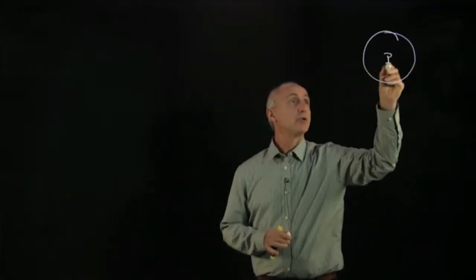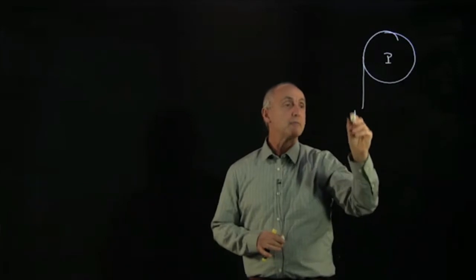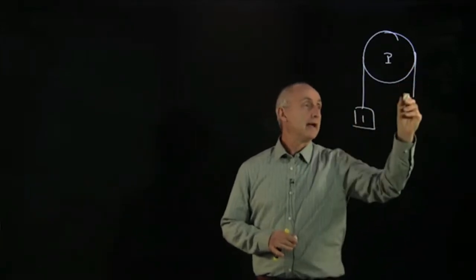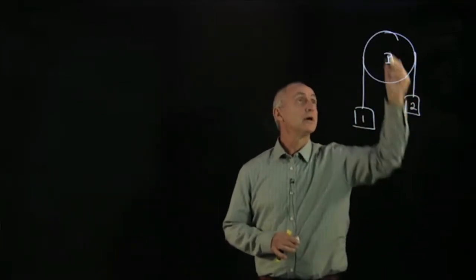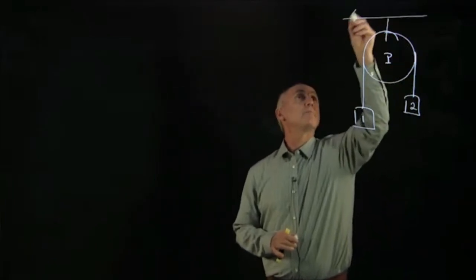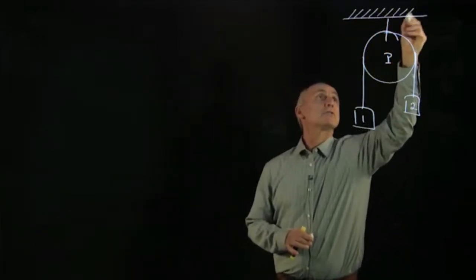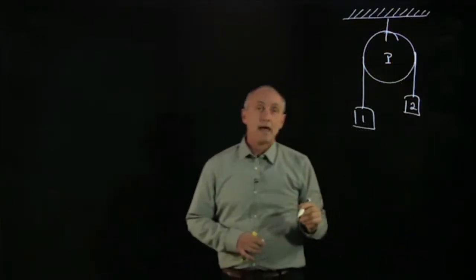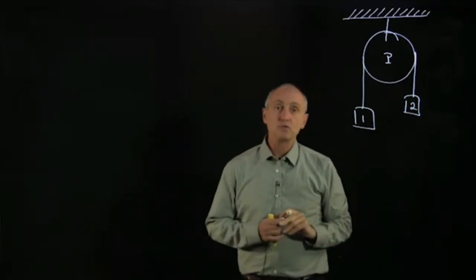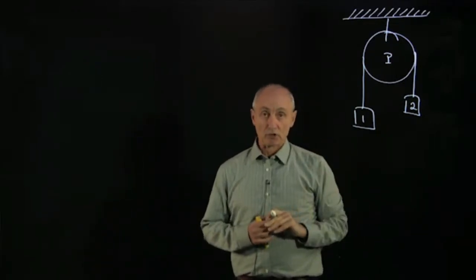One of our classic problems to analyze using Newton's second law is the motion of two blocks with a rope that's wrapped around a pulley. Imagine we have a pulley P, and we hang block 1 from it and block 2 from it. The pulley is suspended by another rope attached to a wall. Let's now use Newton's second law to analyze this motion.